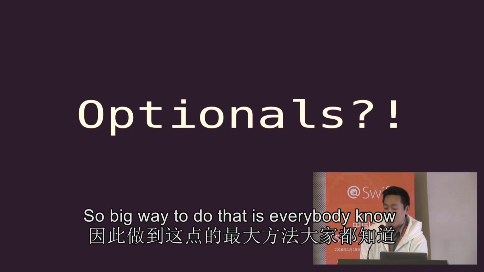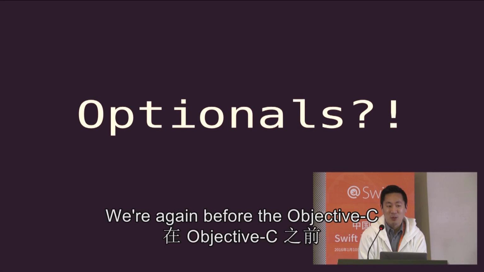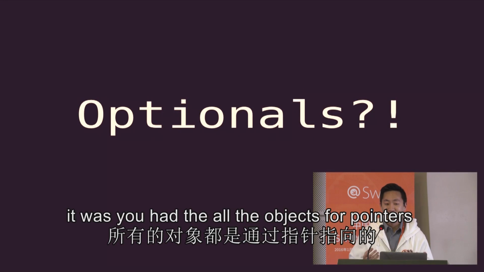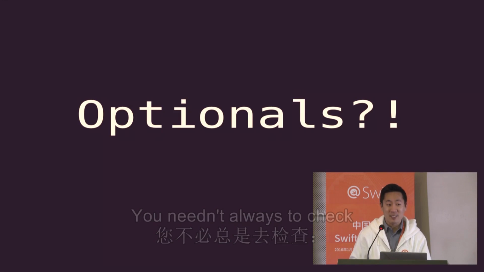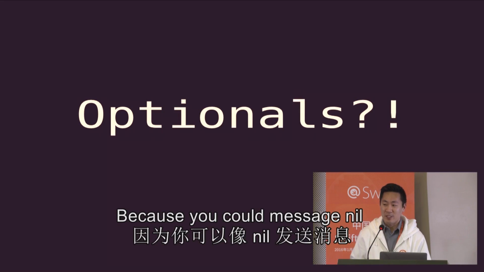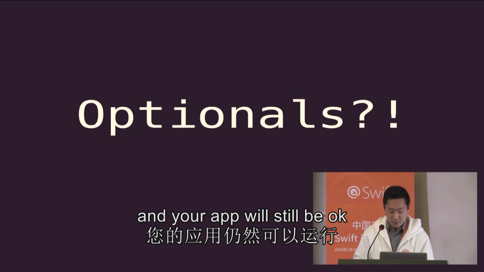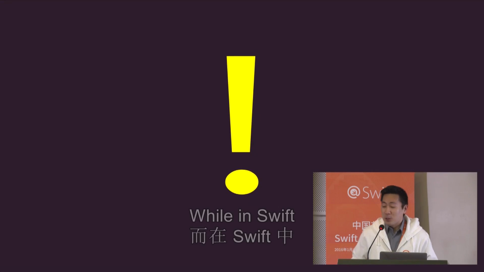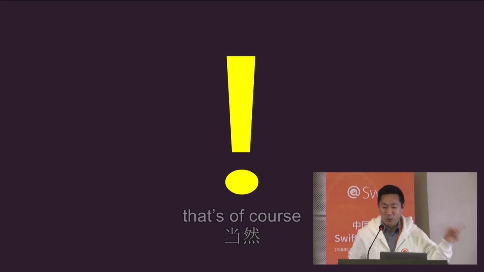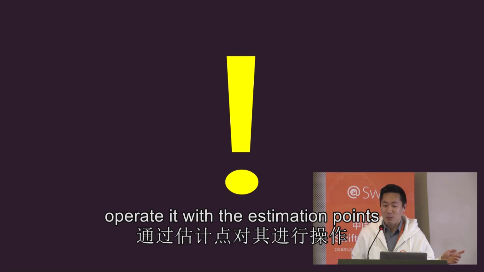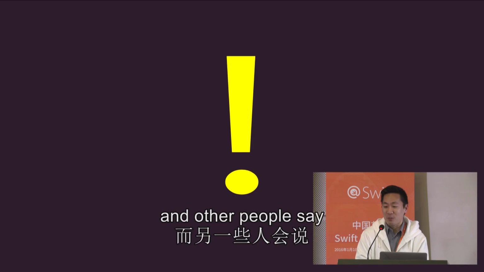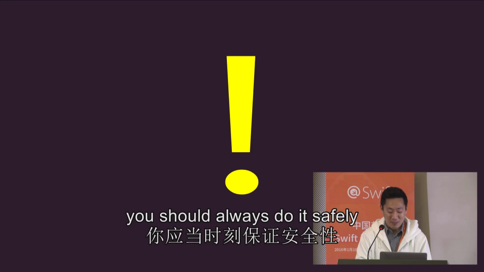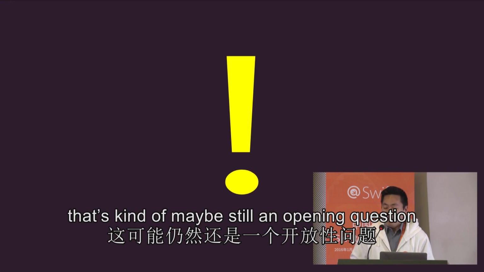A big way to do that is everybody's favorite feature, optionals. Before, in Objective-C, all the objects were pointers, and you weren't really sure. You didn't always have to check: is it nil? Is it not nil? Because you could message nil, and your app would still be OK. Whereas in Swift, if you have an optional, you want to get the value. There's, of course, everybody's favorite force unwrap operator with the exclamation point, which if you talk to people about Swift style, some will say this is OK, and other people will say, no, you should never do this, you should always do it safely. So that's still kind of an open question.